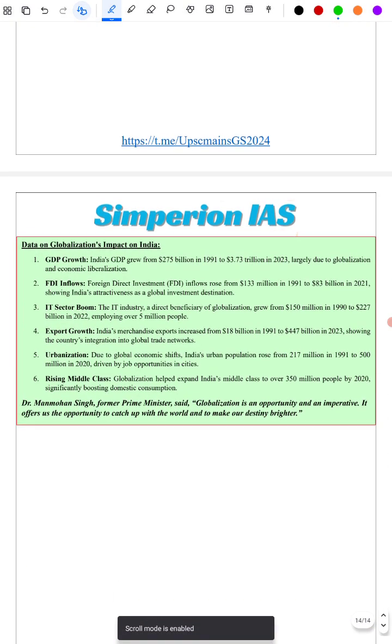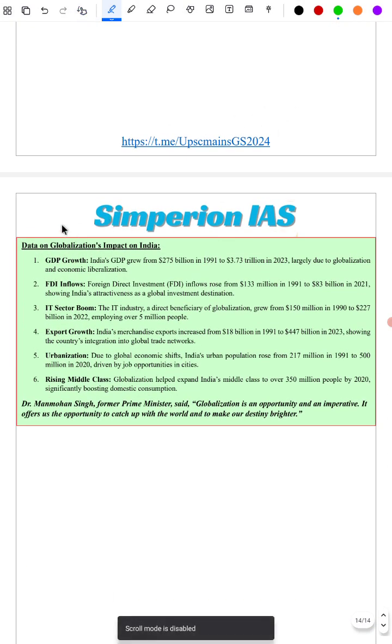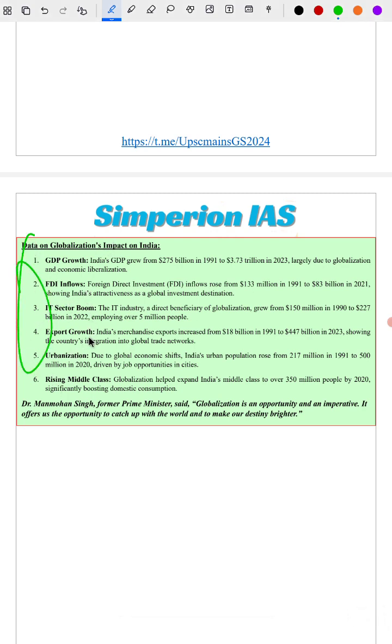After that, we have covered few important data points that can be used while writing answers related to globalization. We are given 6 points, positives mainly, and also we are given one of the quotes by former Prime Minister Manmohan Singh sir. You can use this quote as well.